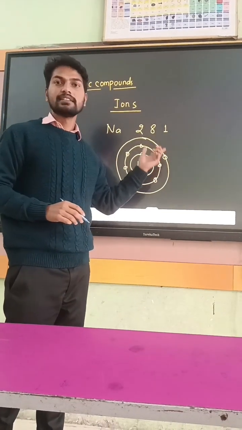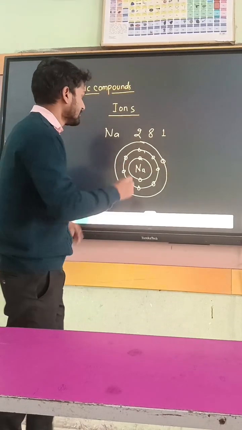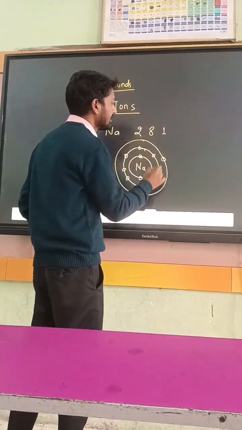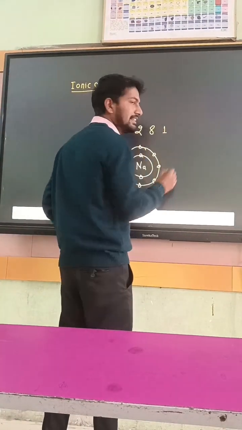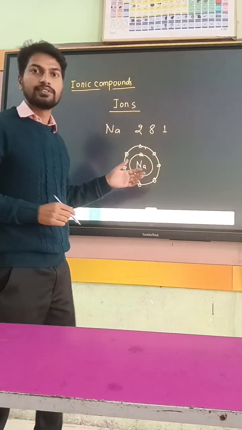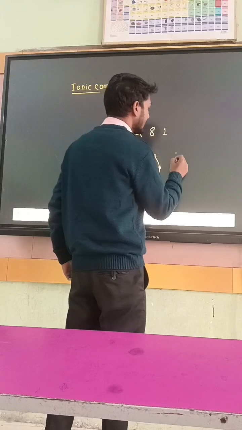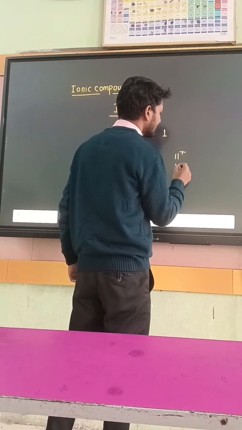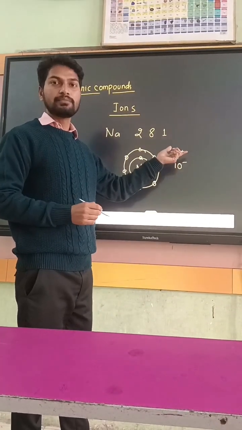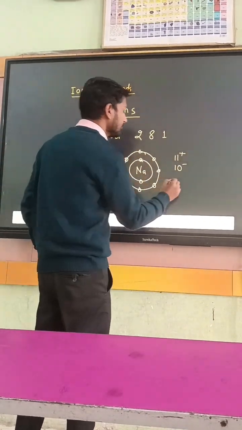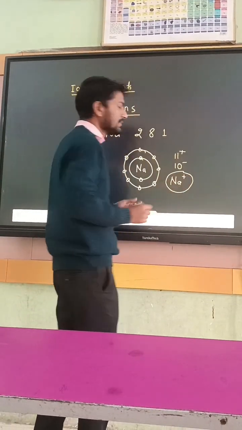In order to attain stability, a sodium atom loses one electron, and after losing an electron, it will attain the electronic configuration of neon. In its nucleus there are 11 protons, and electrons are reduced to 10, means 10 electrons and 11 protons. That means sodium will get a positive charge, and this charged sodium atom is called an ion.